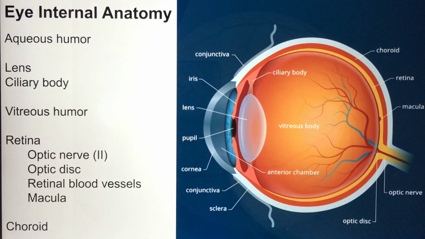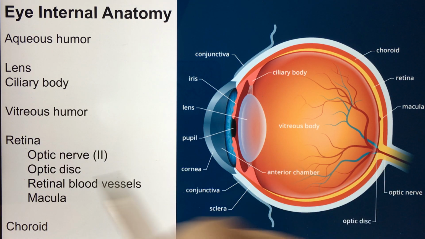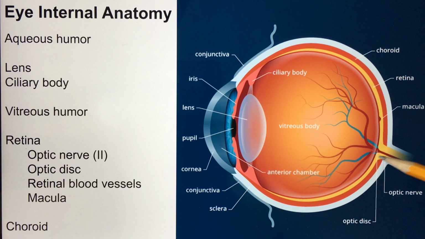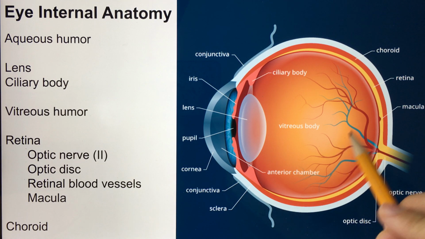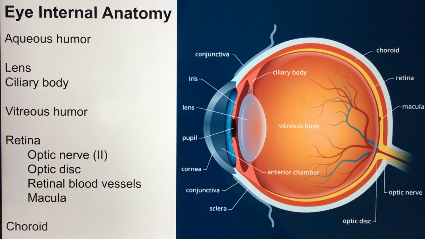So these are the structures of the retina. The optic nerve, the optic disc, the area where the blood vessels and the nerve neurons enter the eyeball, the retinal blood vessels, all of these blood vessels, and the macula, the area of the sharpest vision.